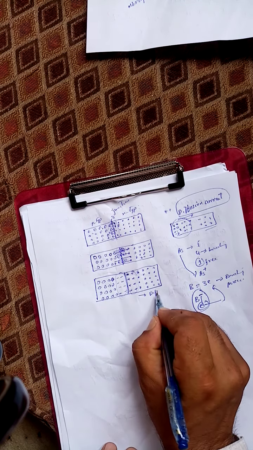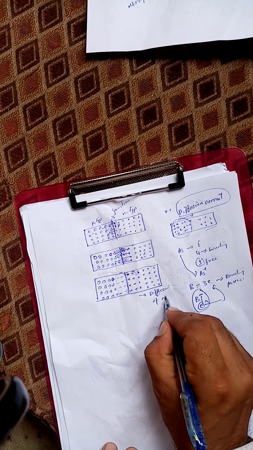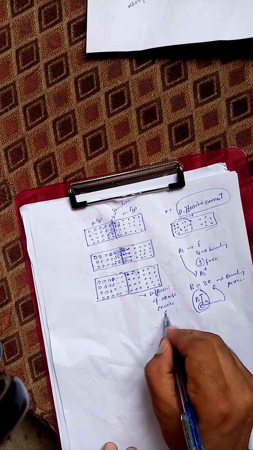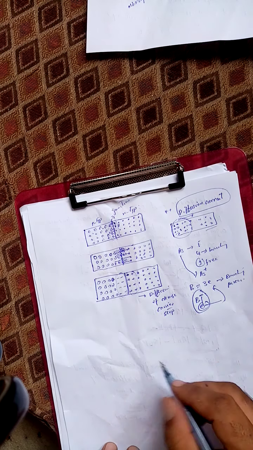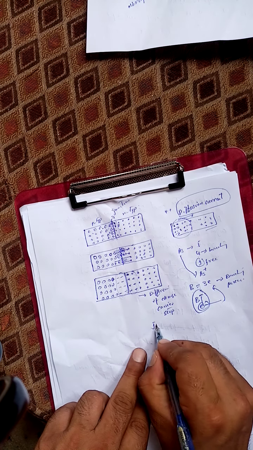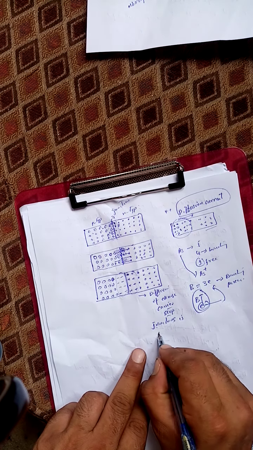Diffusion of charge carriers stops, and the junction becomes at equilibrium. The junction is at equilibrium.